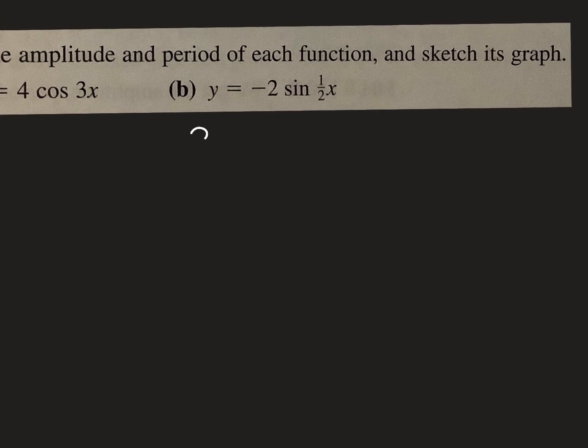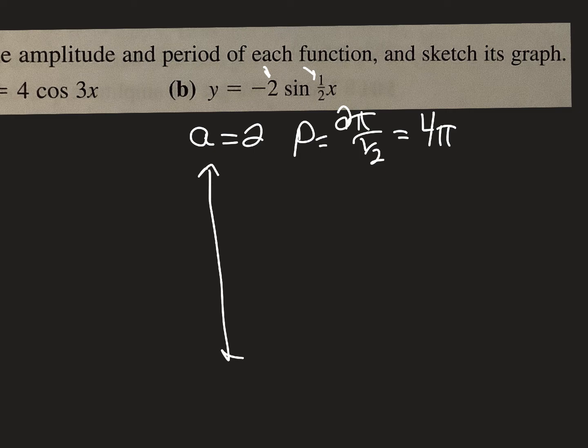This one, amplitude is 2, the number in the front. The period, you would do 2 pi divided by whatever's in front of your x, which is 1/2. If you do keep, change, flip right there, you get 4 pi. That's your period. So I'm going to draw my graph. The amplitude is 2, so you're going to go up 2 and down 2 from your x-axis.